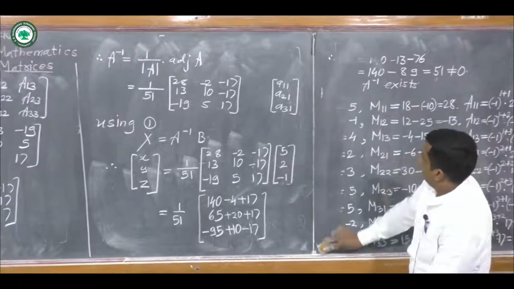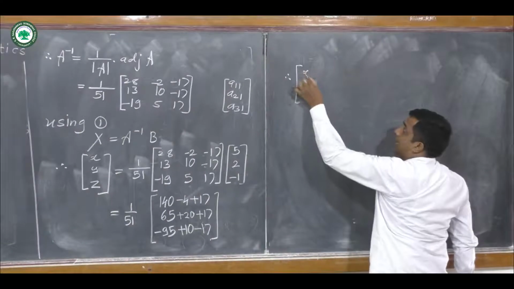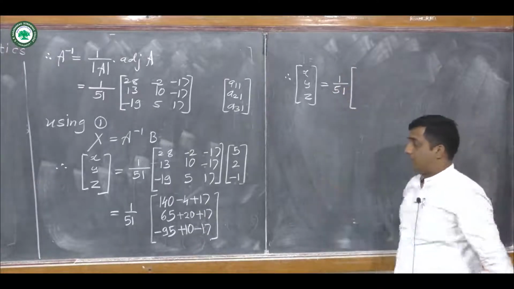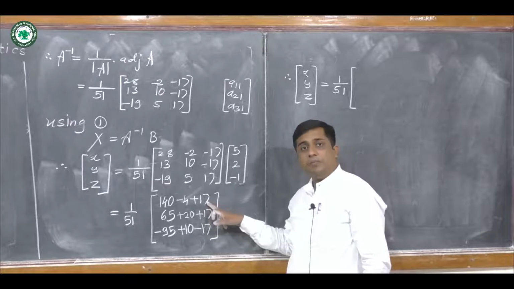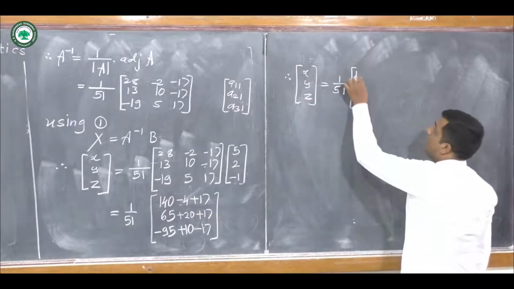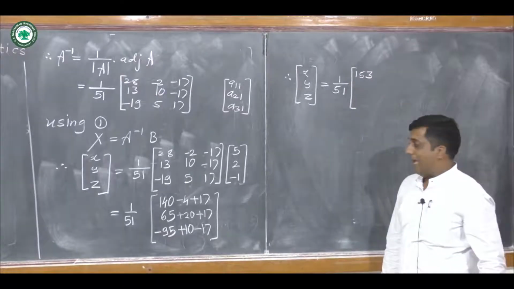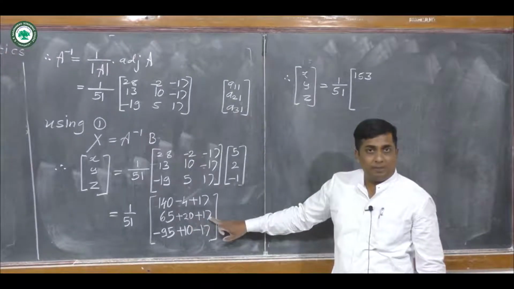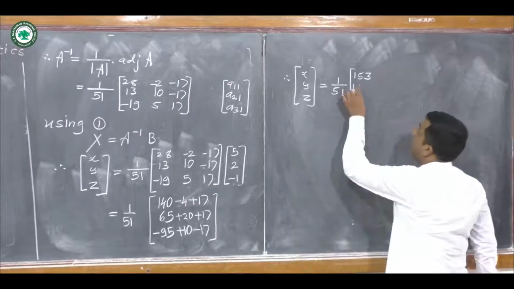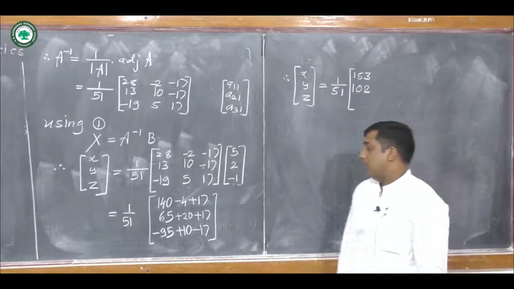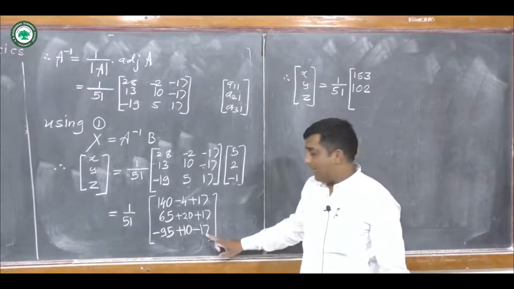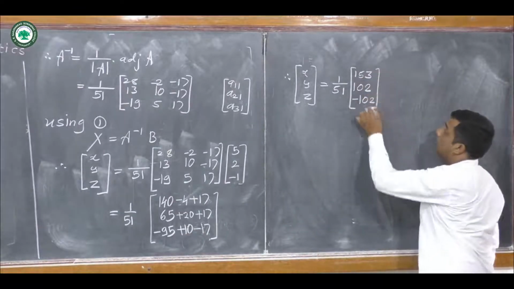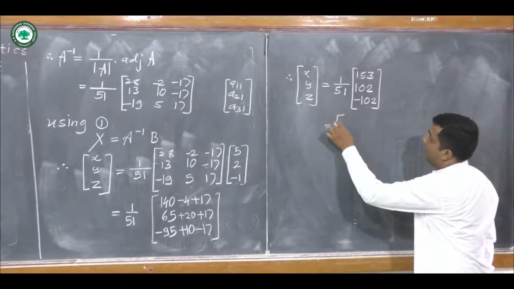Okay, and in last, the matrix x, y, z is equal to 1 upon 51 into the matrix. Here for the first, we know 140 plus 17 is 157. 157 minus 4 is 153. Next, 65 plus 20 is 85. 85 plus 17 is 102. And in last, 10 minus 17 is minus 7. Minus 95 minus 7 is minus 102. Okay, now we divide each element by 51.